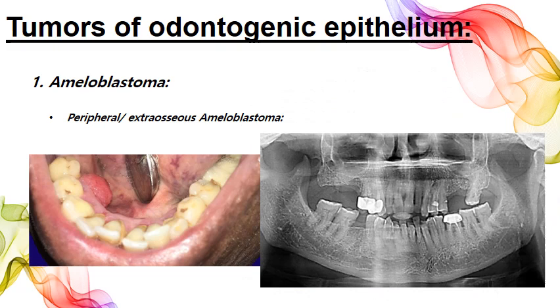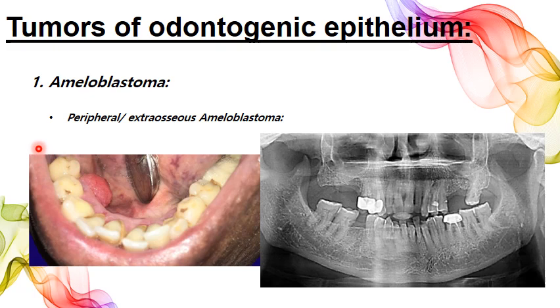The other type of ameloblastoma is peripheral or extraosseous ameloblastoma. It is encountered in about 1% of all cases of ameloblastoma, so it is a rare form. It occurs over a wide age range with an average age of about 52. Also, males are more affected than females. Its location is more in the mandible.